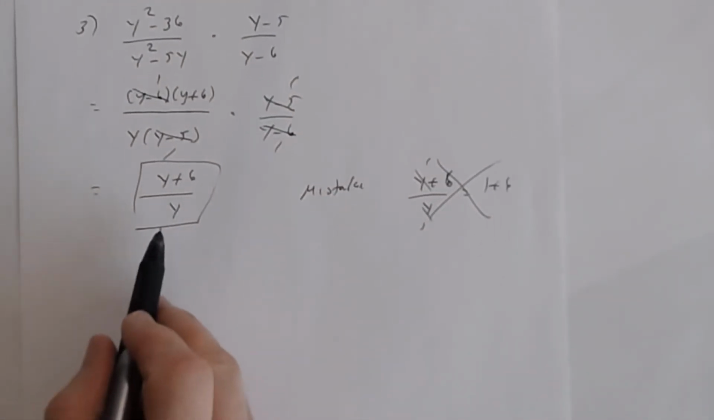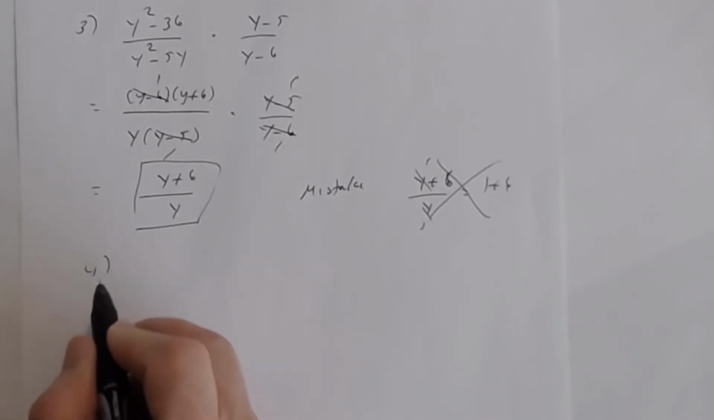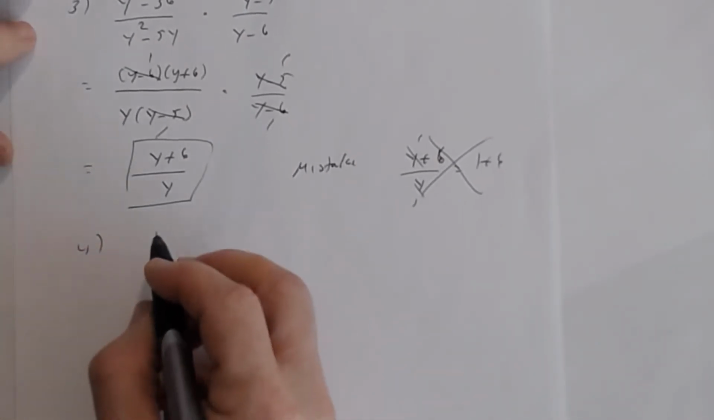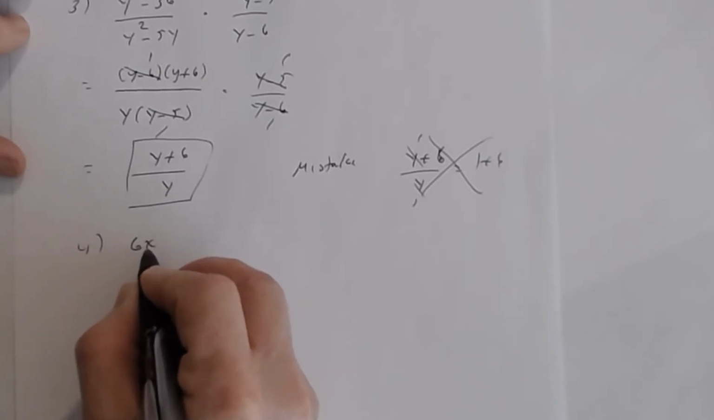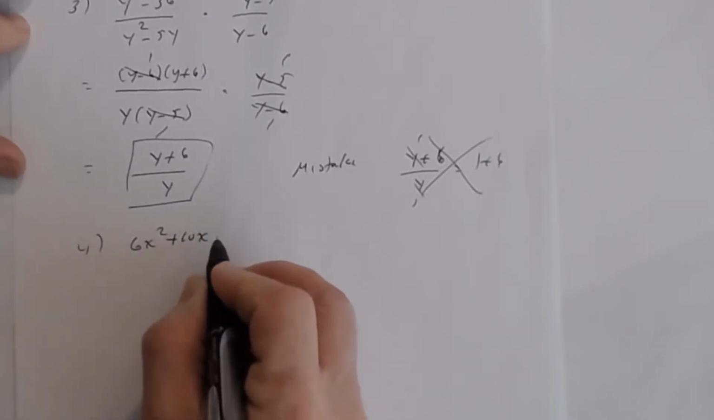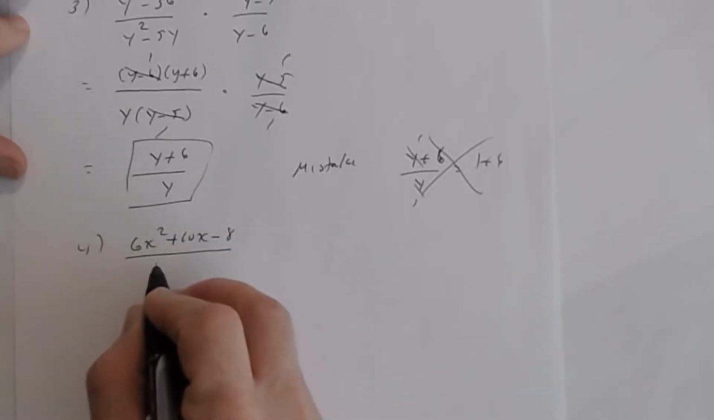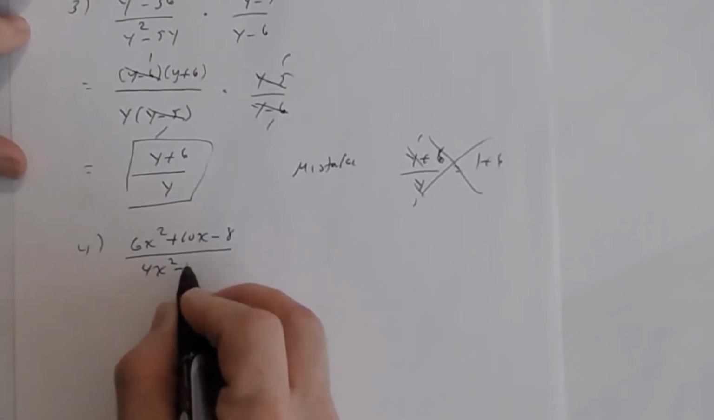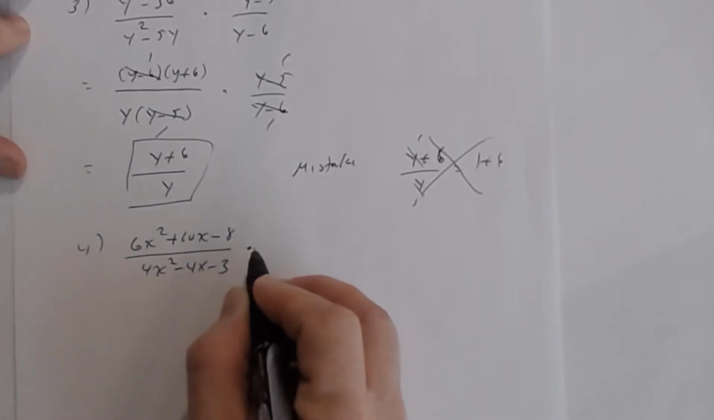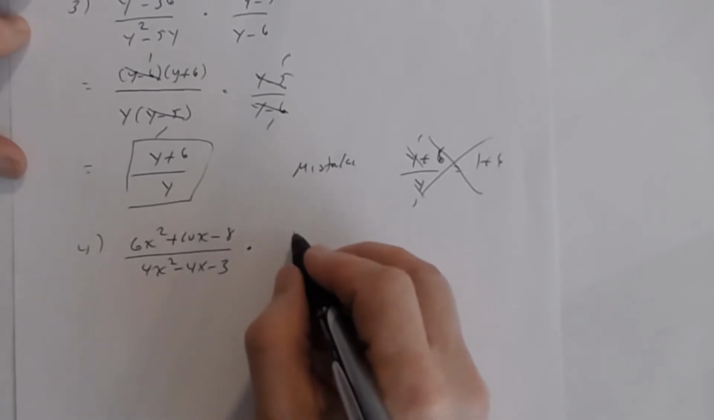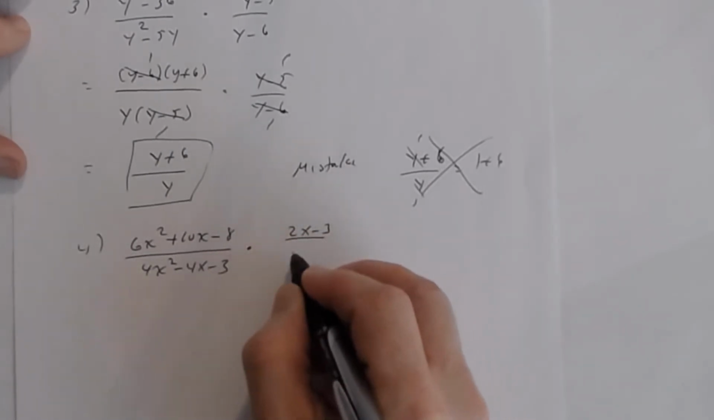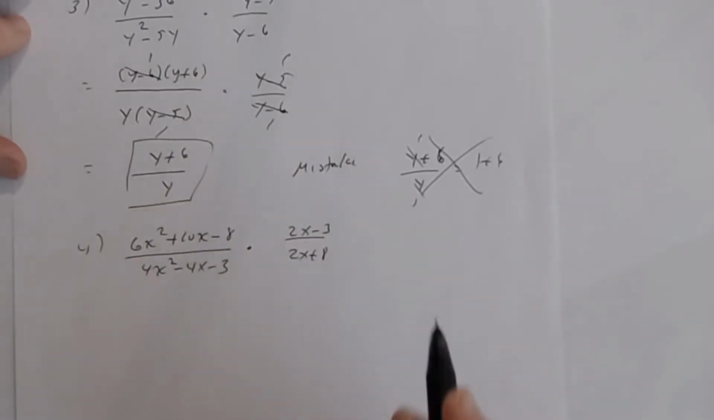So that you can't do anything else to this. You're done. All right, number 4. Okay, number 4, let's suppose you had 6x squared plus 10x minus 8 divided by 4x squared minus 4x minus 3. And that rational expression is being multiplied by 2x minus 3 divided by 2x plus 8.